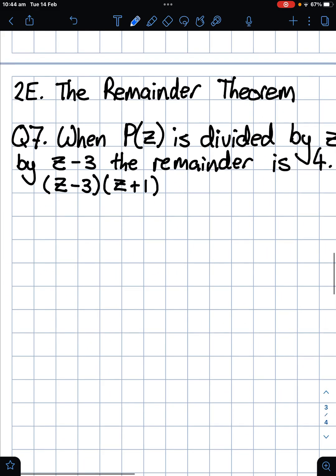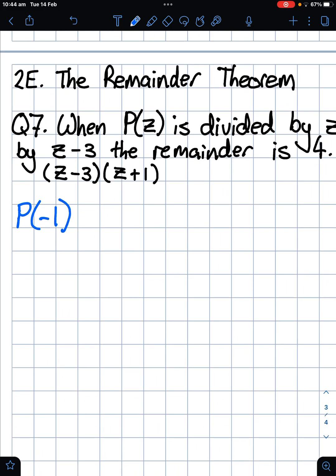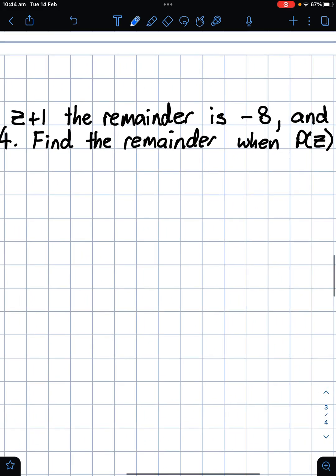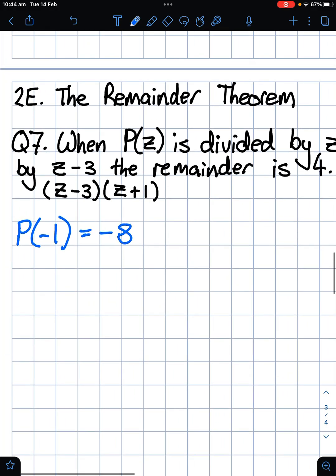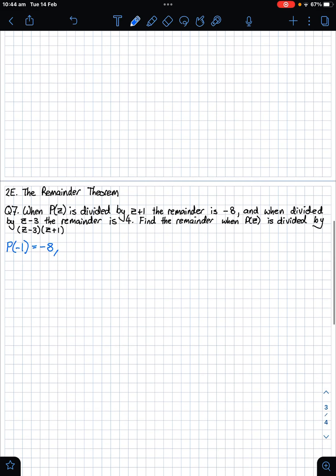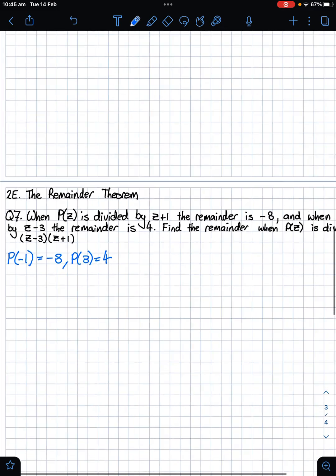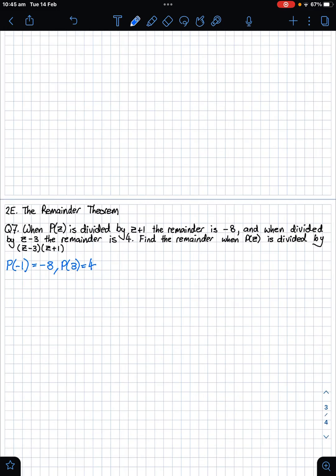I'm just zooming in so I can write a little bit nicer. So we're looking at when z equals negative 1, we get this value of negative 8. And then we're given this other value here. When divided by z minus 3, the remainder is 4. So p(3) equals 4.